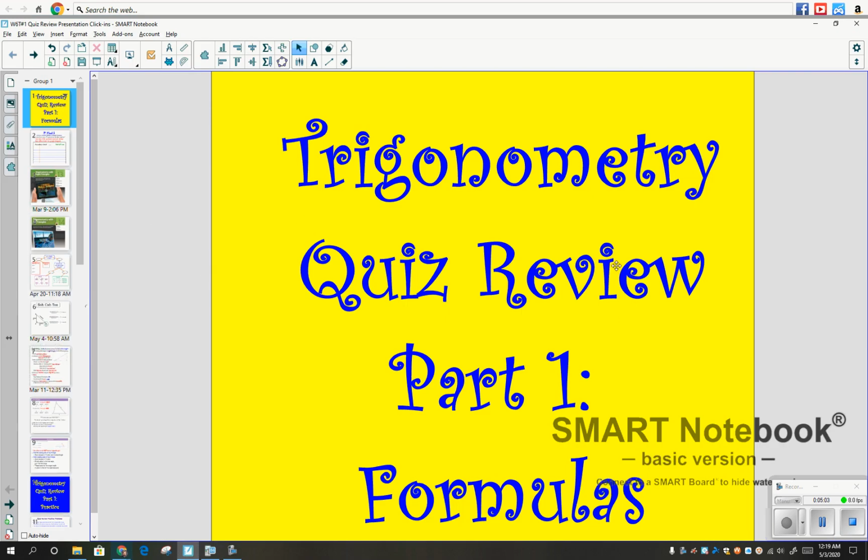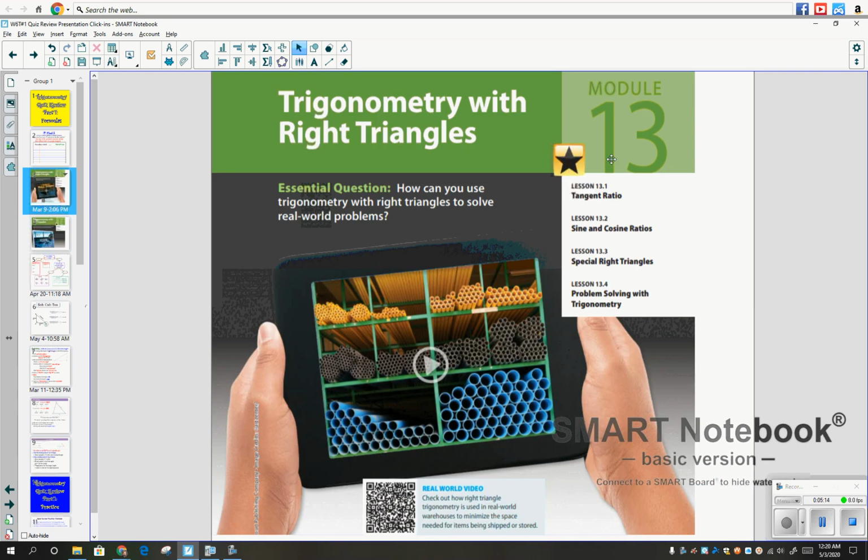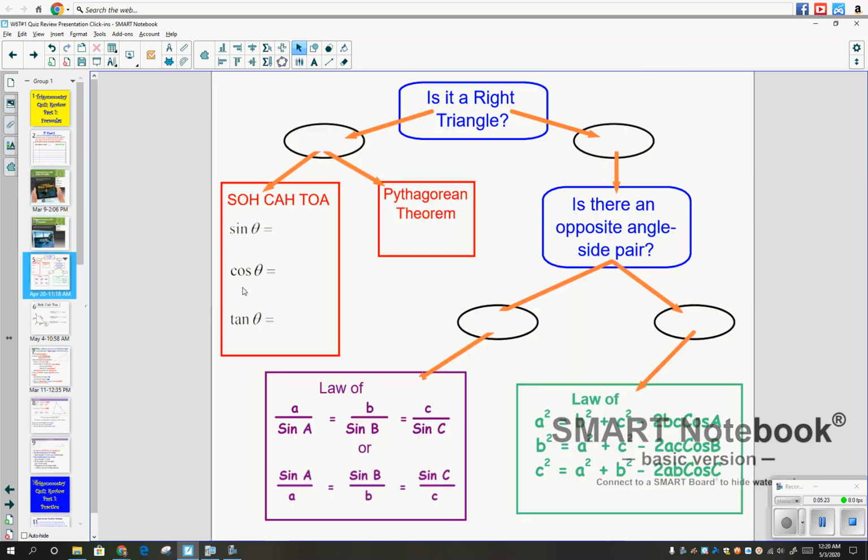So the first part of our quiz review is just to review the formulas. Reminder, if you've got any questions on last week's independent practice, stop in office hours, check it out. We're looking at module 13 here, where we talked about SOHCAHTOA and the Pythagorean theorem, and module 14, which dealt with law of sines and law of cosines. Here we've got our flow chart.